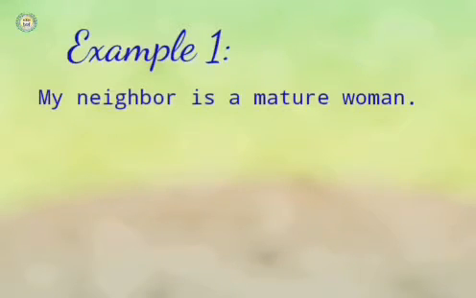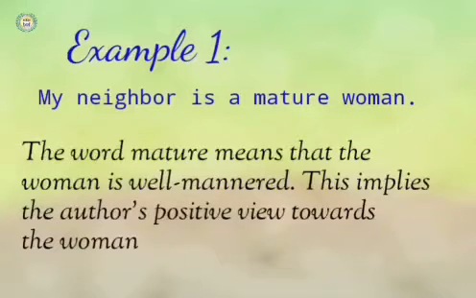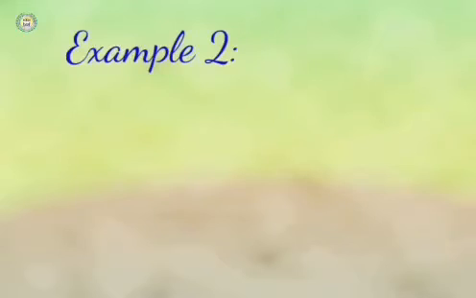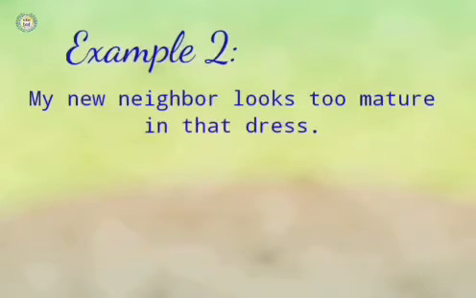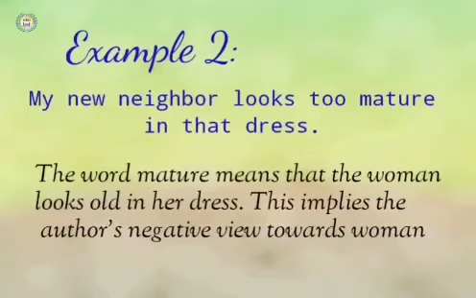For example, my neighbor is a mature woman. The word mature means that the woman is well-mannered. This implies the author's positive view towards the woman. My new neighbor looks too mature in that dress. In this sentence, the word mature means that the woman looks old in her dress. This implies the author's negative view towards the woman.